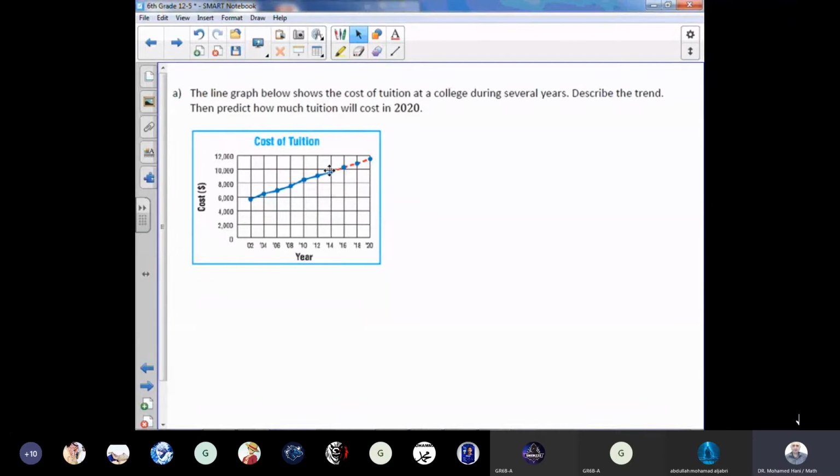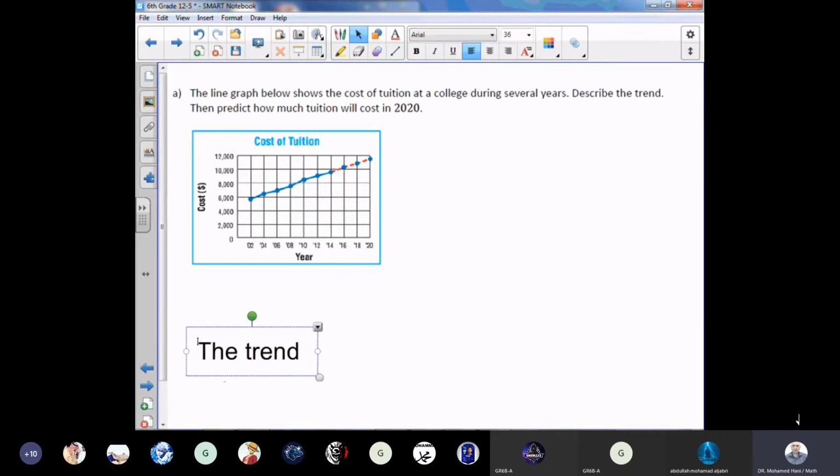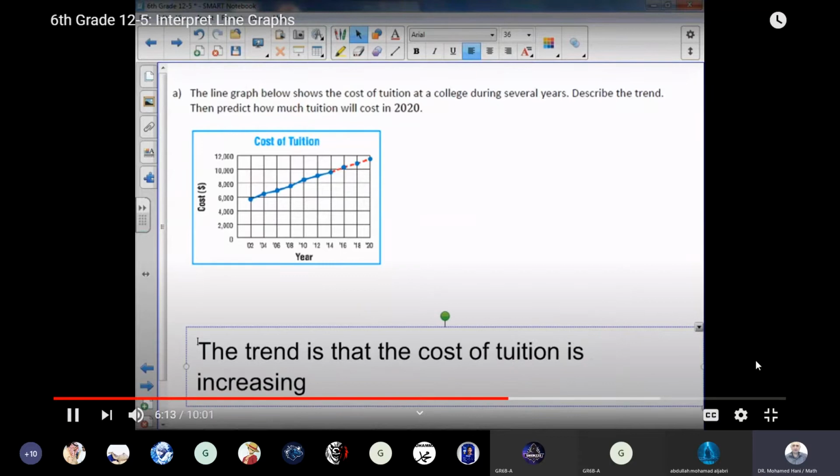So what we can do is extend that graph to 2020 to make a prediction. So first, let's jot down the trend. Let's describe the trend. So the trend is increasing. The trend is that the cost of tuition is increasing at a relatively steady rate.